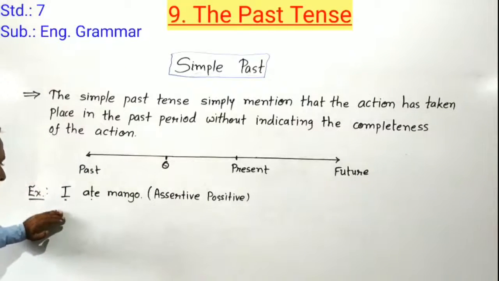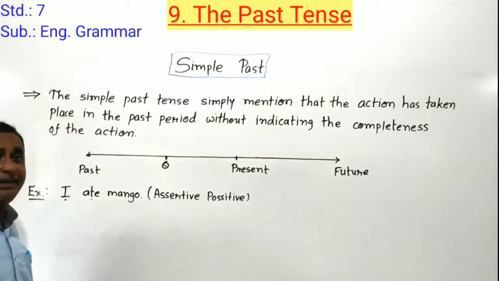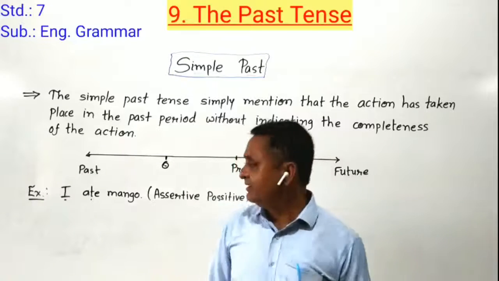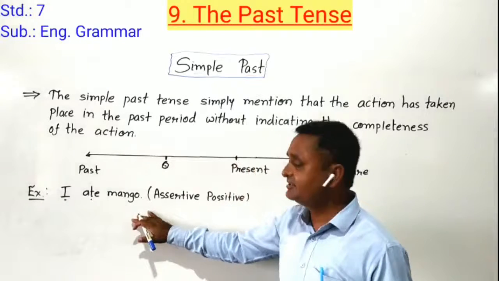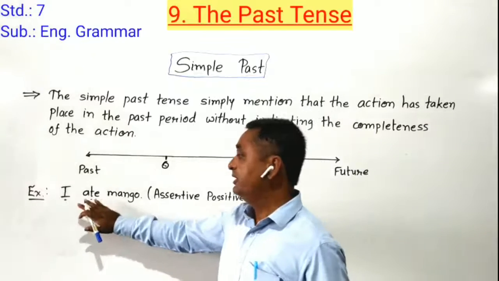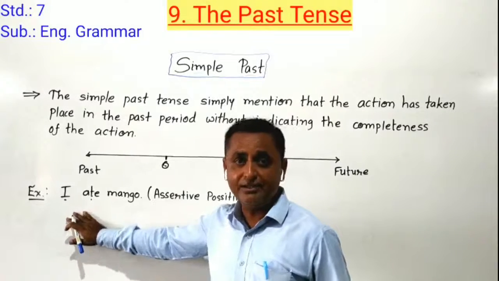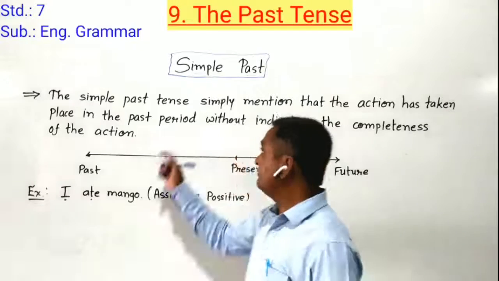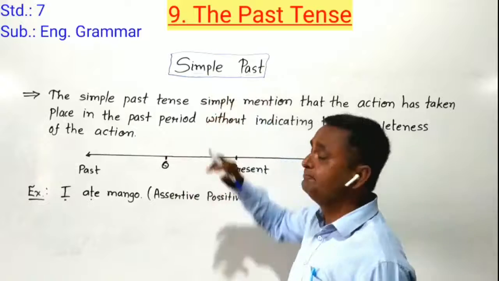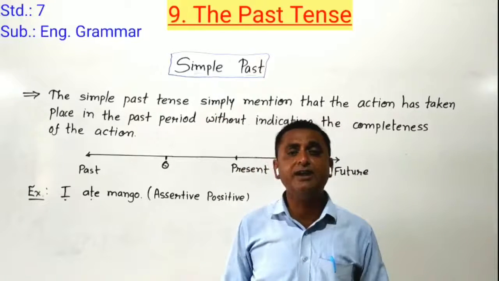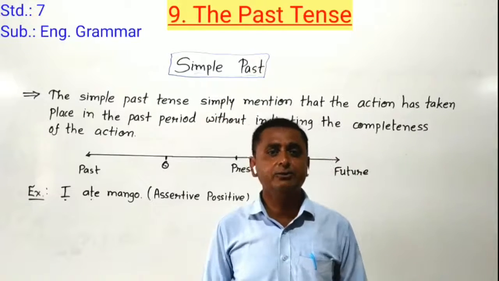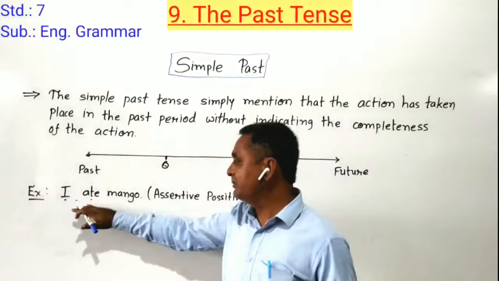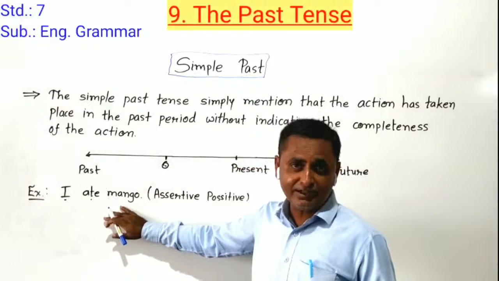First of all, find out whether there is any helping verb, because to make negative and interrogative sentences we require a helping verb. Here no helping verb is used, so we have to import a helping verb from somewhere. But we are talking about simple past tense, and simple past tense has only one helping verb: did, D-I-D. So here we have to put did and make the negative sentence.